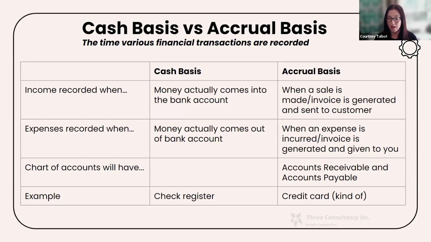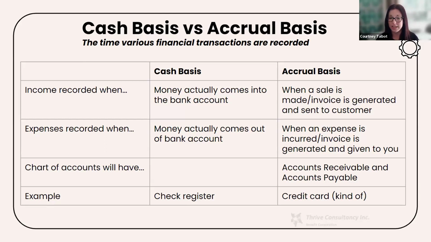Meaning that expense was incurred at that point but may not be paid yet. You can notice a difference on the chart of accounts for accrual basis accounting because you will notice accounts receivable and accounts payable on your chart of accounts and then on your financial statements. Those accounts are not usually on financial statements for a company that's using cash basis.